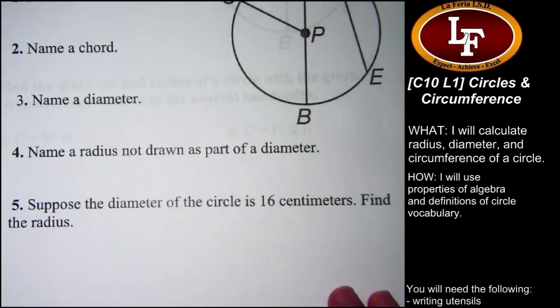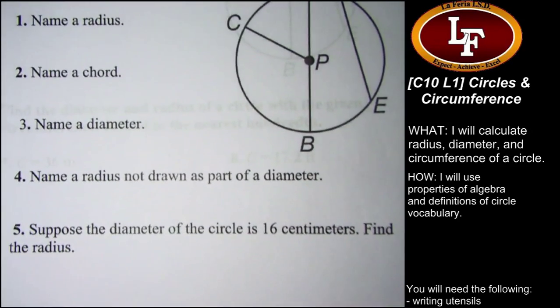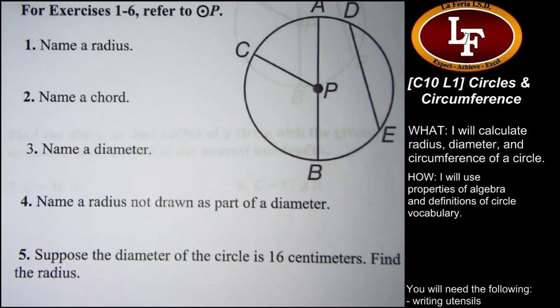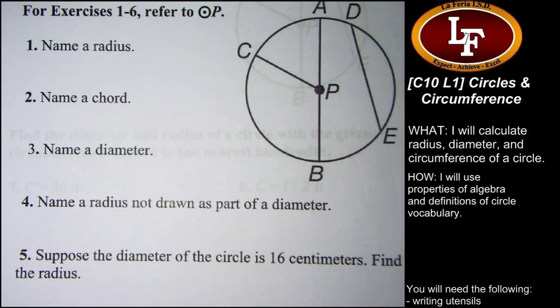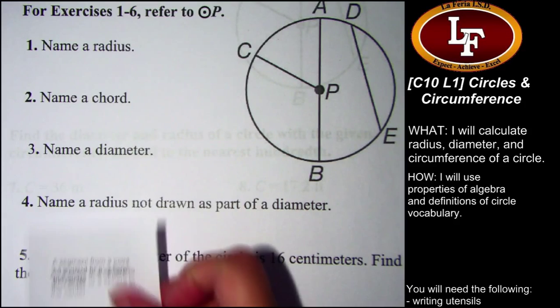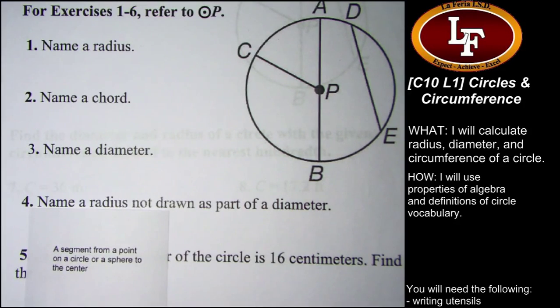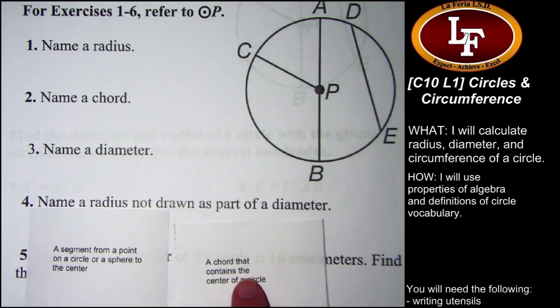Number 4 asks you to name a radius that's not drawn as part of a diameter. So again, you're going to be looking at your definitions of radius, a segment that goes from a point on the circle to a point in the center of the circle, and you're going to be looking at what a diameter is. So you're going to name a radius that's not drawn as part of a diameter. So make sure that when you're looking at it, you grab the one that isn't showing as part of a diameter.